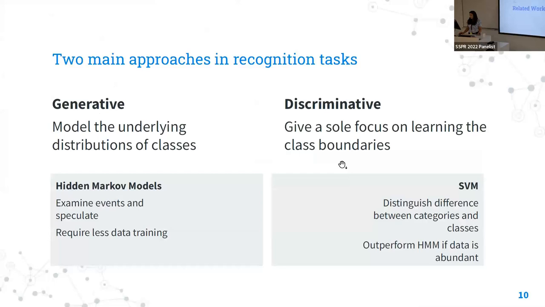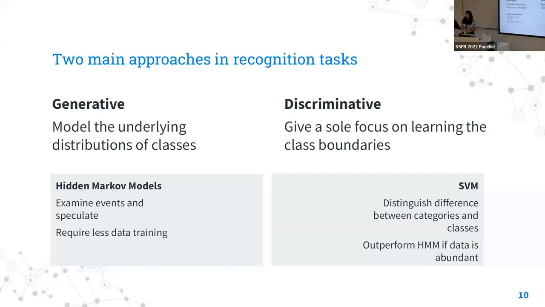For the related work, we mainly have two approaches in recognition tasks. The generative approach, where we model the underlying distributions of classes, and the discriminative approach, where we focus solely on learning the class boundaries. As the generative method in this hybrid format, we have chosen HMMs because they help us examine the events and then infer the aftermath. They also require less training data.